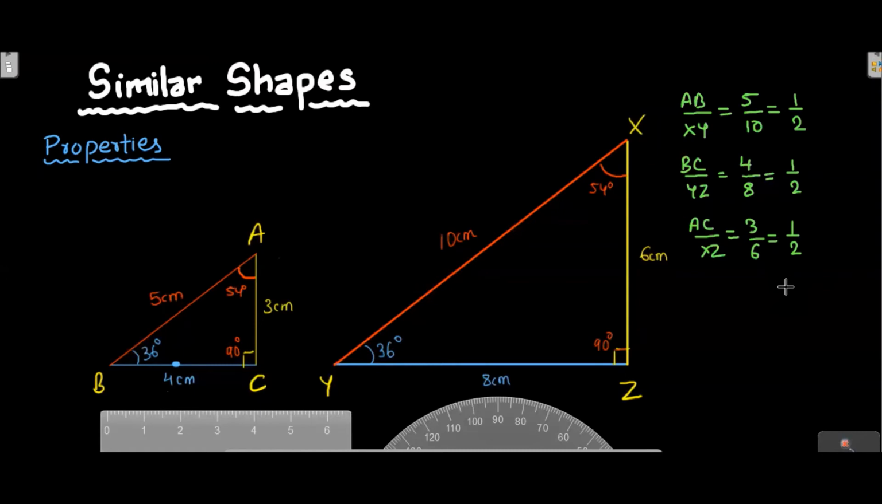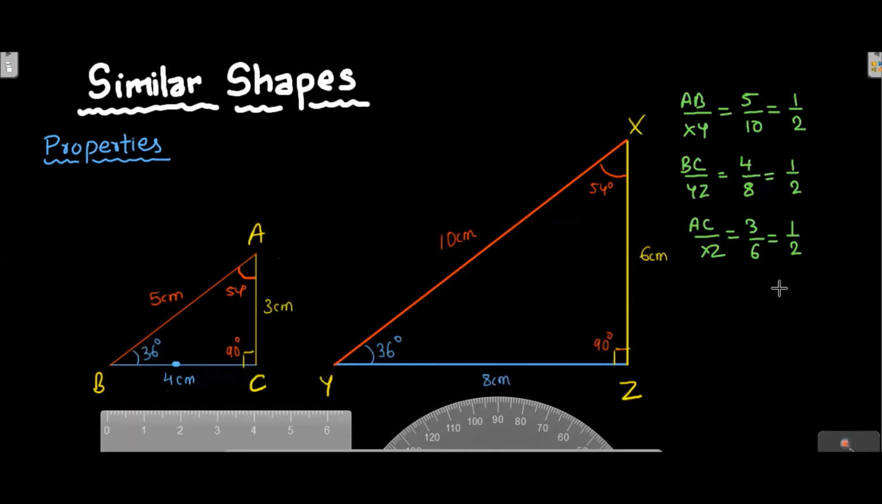When you divide the corresponding sides and check all of them, if only one side matches and the other two sides do not match, that means it is not similar. All three sides should match. When you divide, all three ratios should give the same value. Only then can you say the shapes are similar. That's the first property.